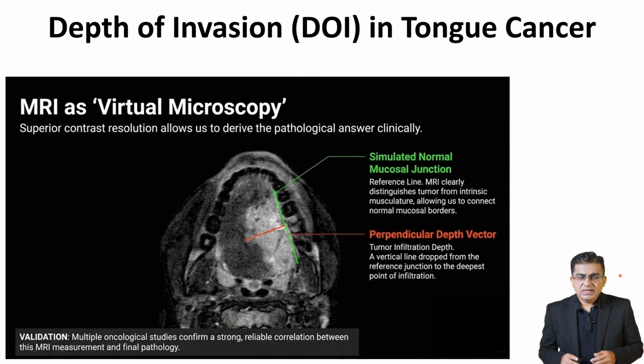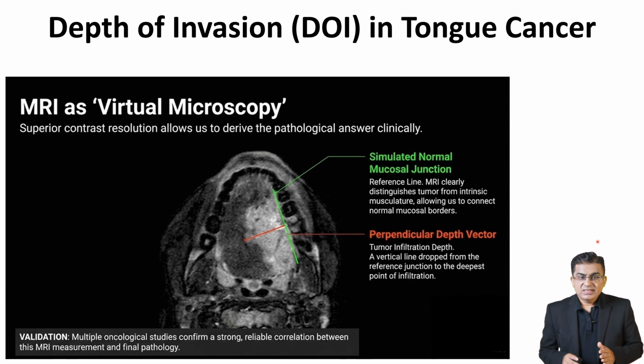By definition, depth of invasion is measured specifically as the vertical distance between the deepest point of tumor infiltration and the simulated normal mucosal junction. Simulated normal mucosal junction. Look at the green line on the scan. This is your reference line. It represents that simulated normal mucosal plane, essentially where the normal mucosa would be if the tumor was not there. You can see the surface dimension along that green line is 4.8 centimeter.